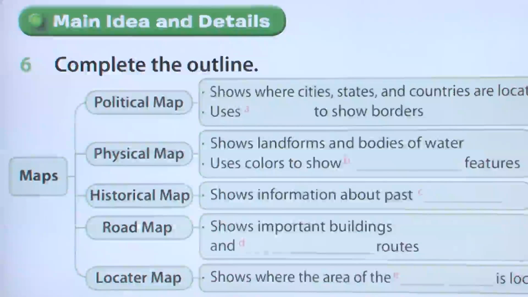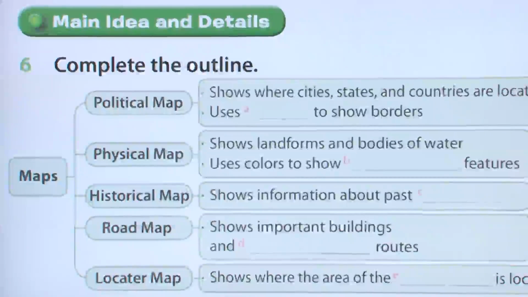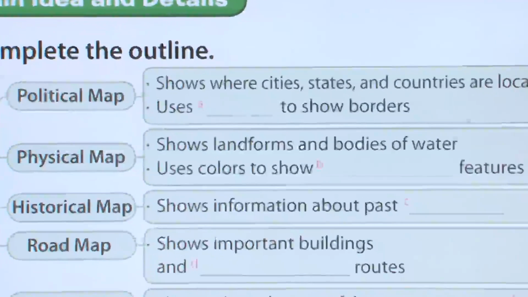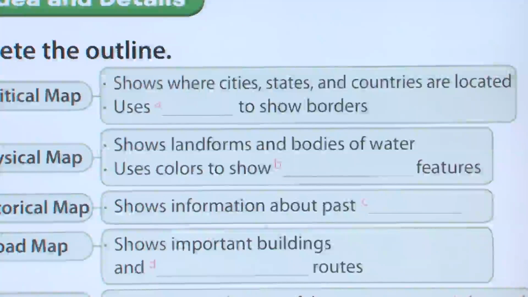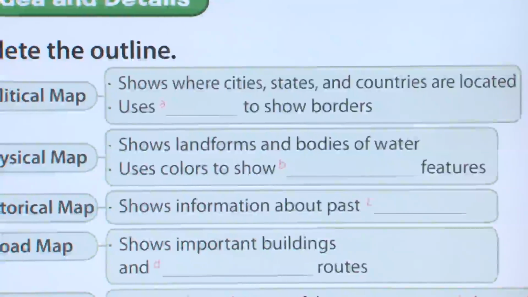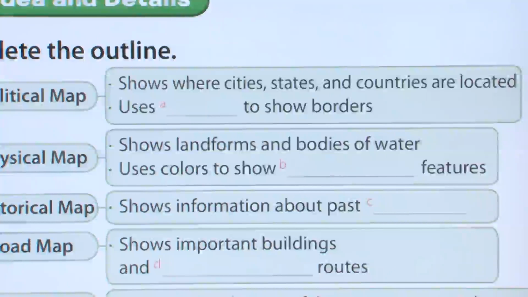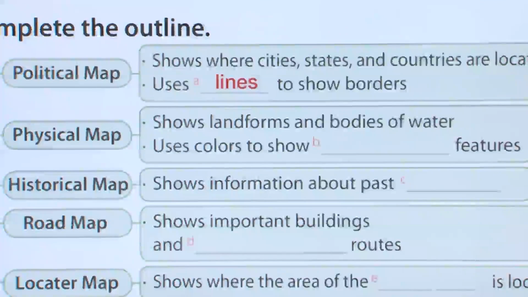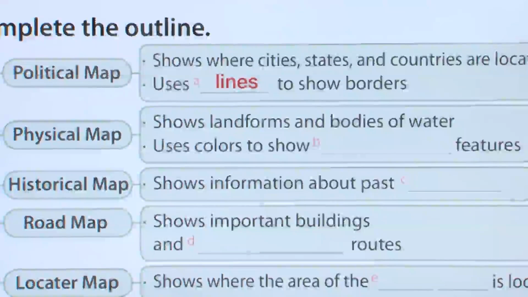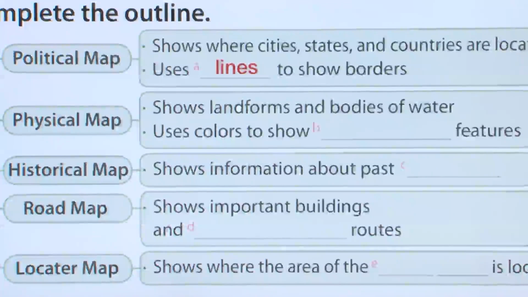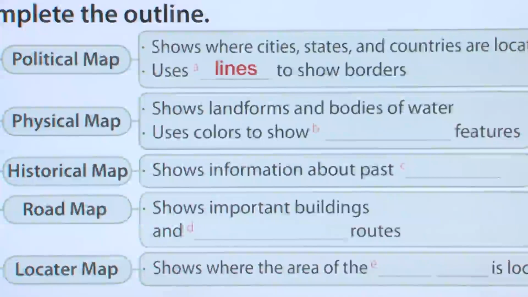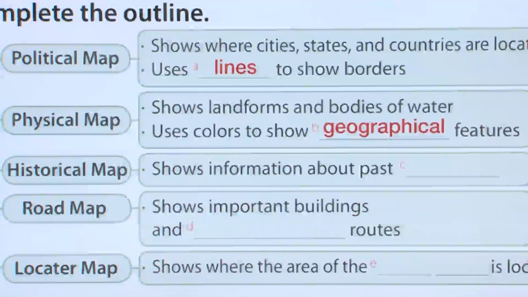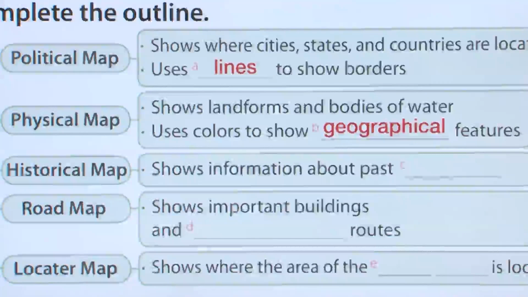Number 6, let's complete the outline. We're talking about maps. First, the political map. Yeah, political maps show where cities, states, and countries are located. And political map uses blank to show borders. What does it use? Lines, just lines. Now, the physical map. Yeah, the physical map shows landforms and bodies of water, uses colors to show blank features. What features? Geographical features, yeah, the landforms.